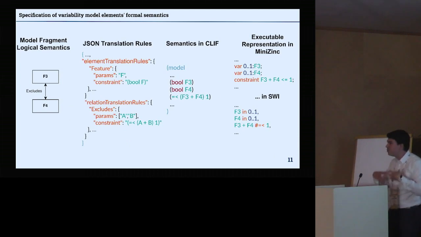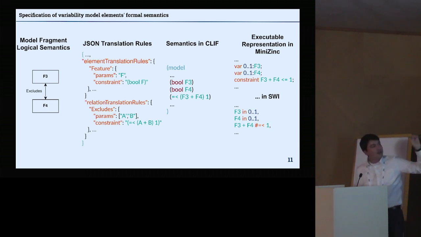So how exactly do we envision this happening? What is that semantic specification? In principle, we're going to take a fragment of a model. Imagine we could have a much larger model, but here we're just exemplifying a single relationship. We're going to say for every element in this model, so in this graph, we're going to associate some translation rule. We're going to say this has to become this sentence in CLIF.